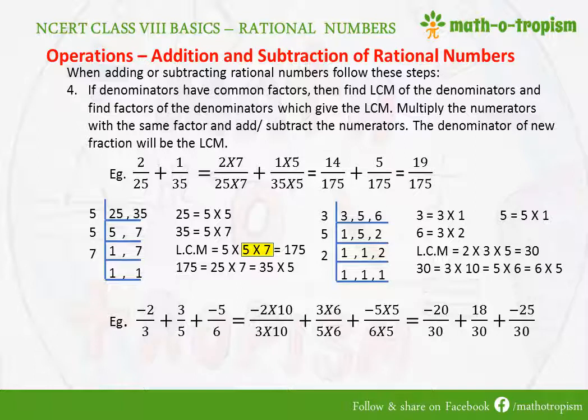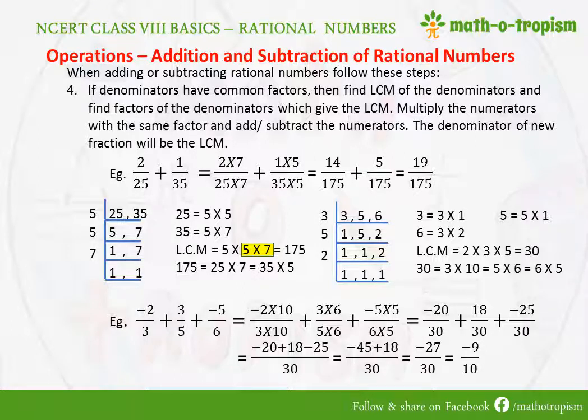When I take the denominator of 5, I will multiply both 3 into 6 and also 5 into 6 to get the 30. And for the last fraction, minus 5 by 6, I will be multiplying with 5 to get the denominator as 30. So the equivalent fractions with denominator 30 become minus 20 by 30 plus 18 by 30 plus minus 25 by 30.